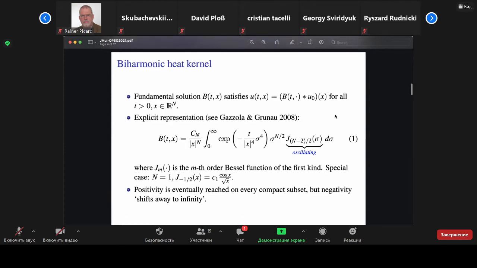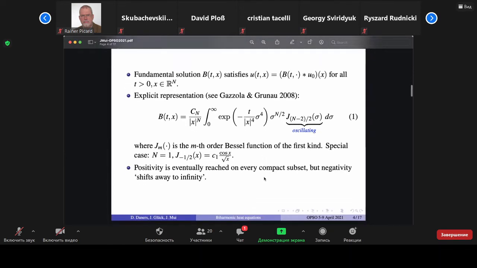And in the paper of Gazzola and Grunau, they derive this explicit representation for this higher order heat kernel. And what is really important is that it includes this Bessel function term. And it is known that there are infinitely many zeros of this function. So this is especially transparent in the one-dimensional case where this J of minus half is just, up to a constant, the function cosine x divided by square root x. And what's more, they find that on every compact subset, we eventually reach positivity, but then there are always these negative bits that escape out to infinity.